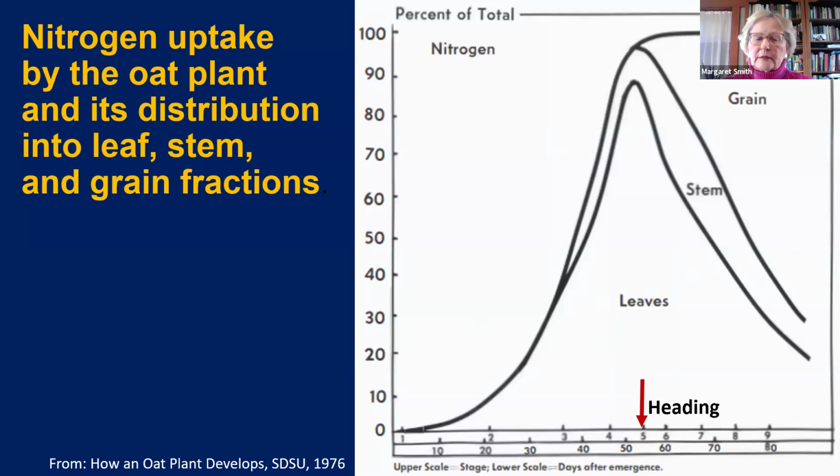This graphic will look like a similar one I would guess most of you have seen for corn. This comes from work that South Dakota did with oats for nitrogen uptake. And so if you look again at heading, designated by my little red arrow there, and then you move up the graph, by heading, nitrogen uptake is complete.